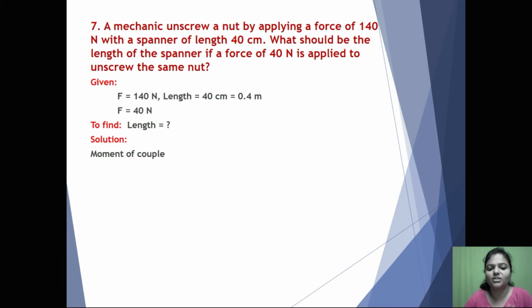So we will start the solution with the formula of moment of couple, which is given by M is equal to F into D. So which is equal to 140 into 0.4, which is equal to 56 Newton meter. So the moment of force what we had found is 56 Newton meter.